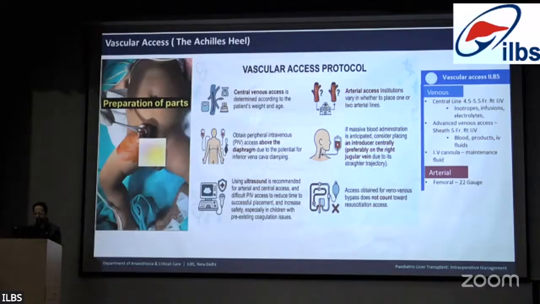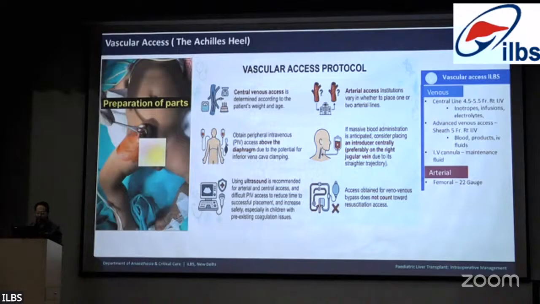Here in ILBS, we prefer two central venous accesses. One is a central line. We put a 4.5 to 5.5 French central line in the right IJV for inotropes and electrolyte infusions. And we put an advanced venous access, that is a 5 French sheath, meant for massive transfusions. That also is put in the right IJV. The right IJV in children will be around 1 to 2 mm in size, sometimes 3 mm, and it is difficult to put both these lines in a single IJV. So it requires special expertise.